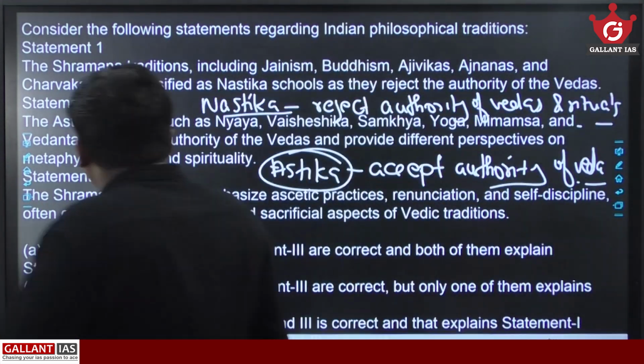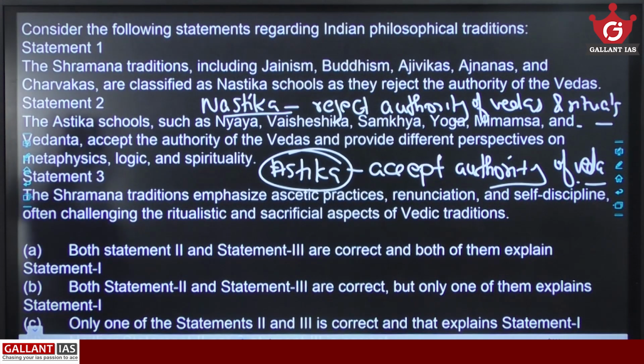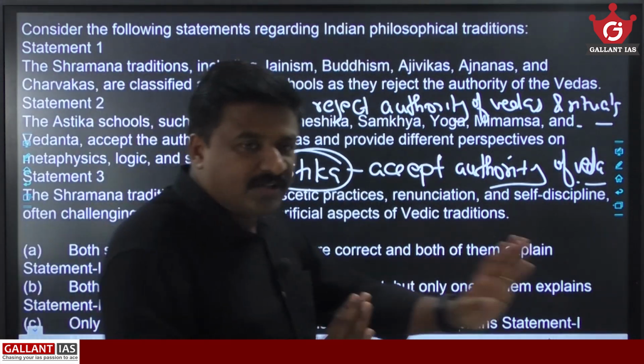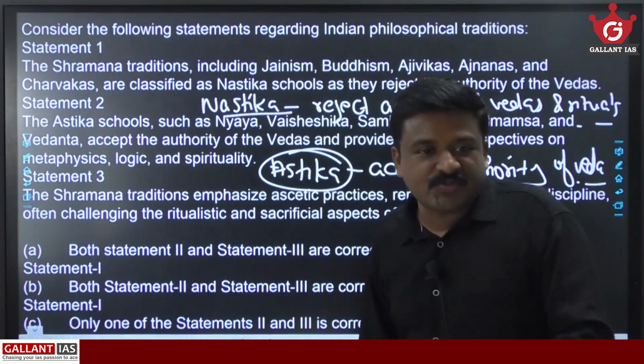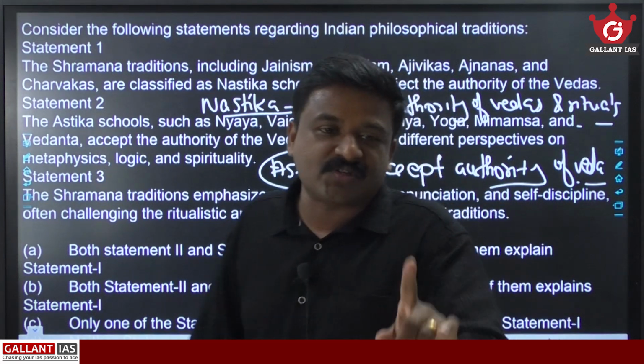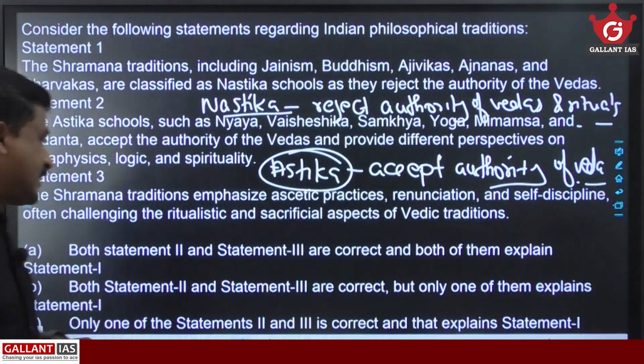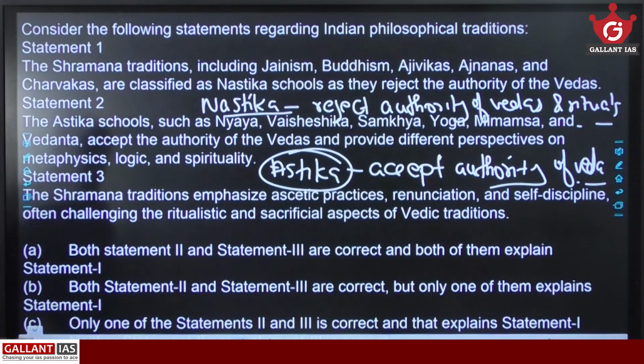The first statement is that Shramana traditions including Jainism and Buddhism are classified as Nastika schools as they reject the authority of the Vedas. Astika schools, all those things are there. Then Shramana traditions emphasize ascetic practices, renunciation. So the third one explains statement 1. Individually, all three statements are correct, but the third statement perfectly explains statement 1. So take care. That is the answer.